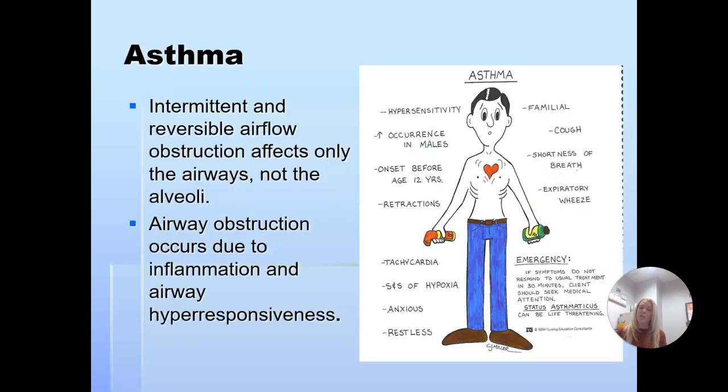Asthma, this is going to look much different. This is intermittent and reversible airflow obstruction that affects the airways, again, not the alveoli. The airway obstruction occurs due to inflammation and airway hyperresponsiveness. So people who have asthma will typically have a rescue inhaler. The rescue inhaler is one that they can take whenever they're having asthmatic symptoms.